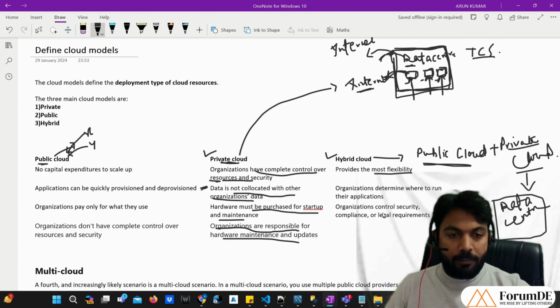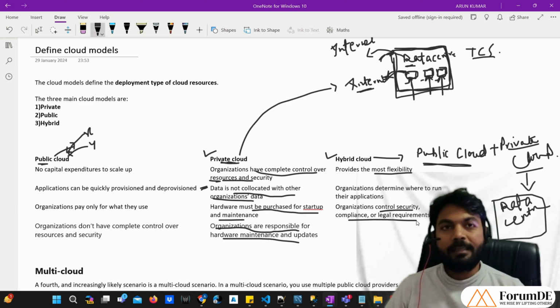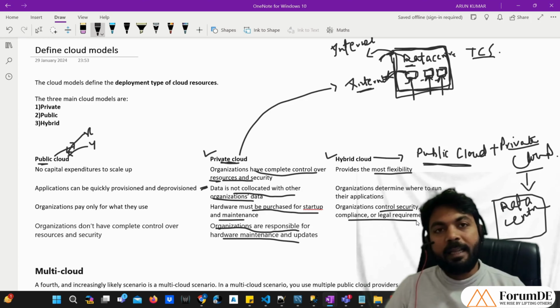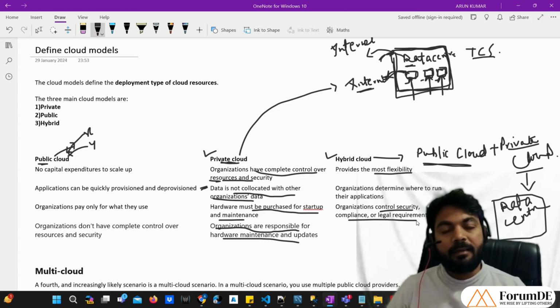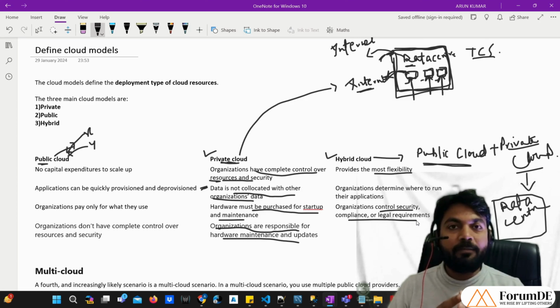And here also the organization controls security, compliance, and legal requirements. Suppose a country has highly secure data, like intelligence data. Of course, a country cannot store that data in any other country. It needs to be stored in our country only, at a very safe location, so that the data cannot be stolen.